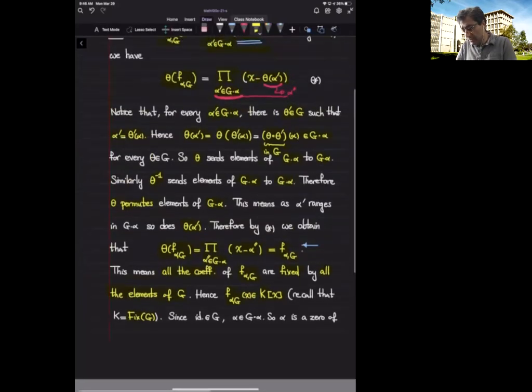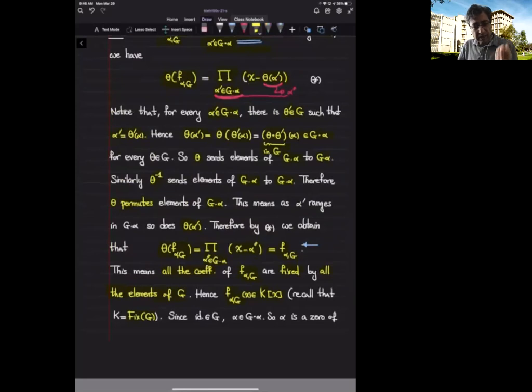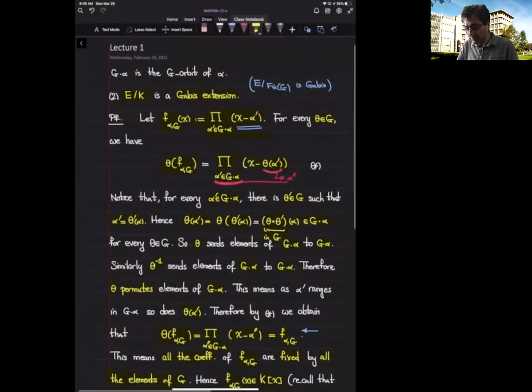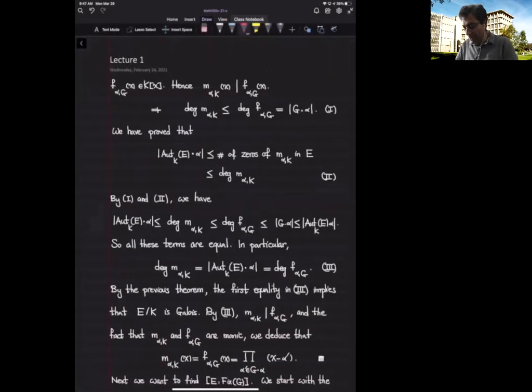We also notice that by definition, alpha itself belongs to the orbit of alpha because the identity is inside the group. So alpha does belong to the G orbit of alpha, and so alpha is a zero of this polynomial. So altogether, I get a polynomial in K bracket X which has alpha as a zero. That means the minimal polynomial of alpha over K should divide this polynomial.